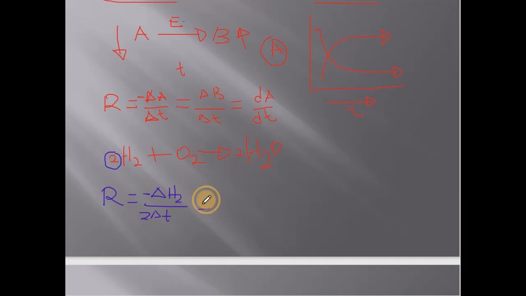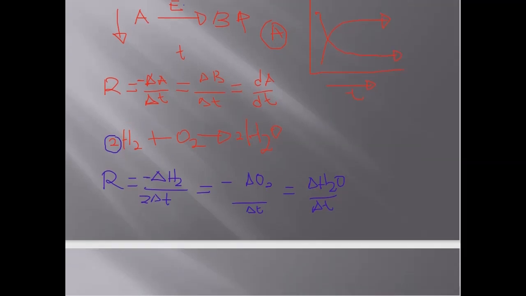So this one can also be equal to the change in oxygen concentration over the change in time. This one can also be written as the change in water concentration over the change in time. Here it is a product, so it remains positive. So that's how we can express the rate of this reaction in terms of the individual participant in this chemical reaction. Now let's look at the rate curve as we illustrated earlier.